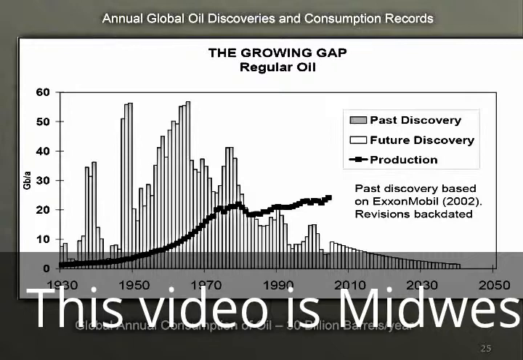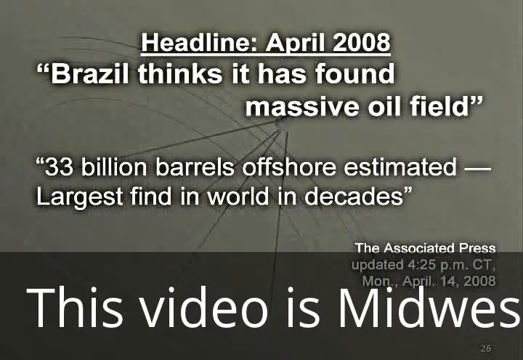If you look at this point of 1980, we have never discovered as much oil in any given year as we have consumed in each given year. That's peak oil right there. Look at this next slide. Big headline. This was last year. I saw this in a newspaper, and I pulled it out. It says, Brazil thinks it has found a massive oil field. This is out in the ocean.